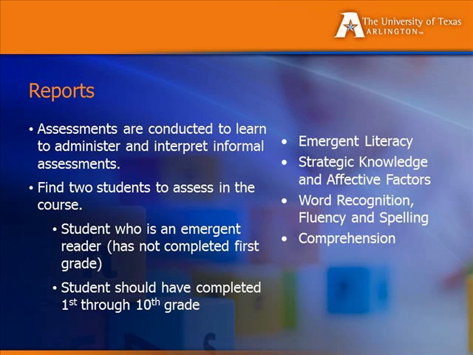Report 2 is over strategic knowledge and affective factors. For this report, you will administer surveys to the second student. This is the student who needs to be already reading. The list of surveys can be found in the syllabus. It may be that you continue assessing this particular student for the remainder of the reports.